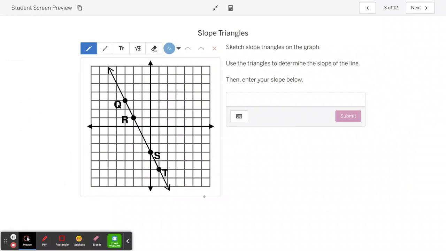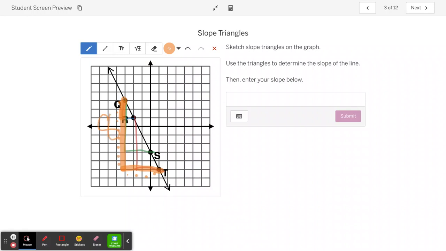Now, sketch slope triangles. Doesn't matter where you sketch your triangle. You can sketch your triangle from Q to R. You can sketch a triangle from Q to S. You can sketch a triangle from R to T. Doesn't matter. You can go all the way from Q, which is here, all the way over to T. That's the one I'm going to do just because it's big. So let's count it out. I go 1, 2, 3, 4, and 1, 2, 3, 4, 5, 6, 7, 8. So my rise is 8.